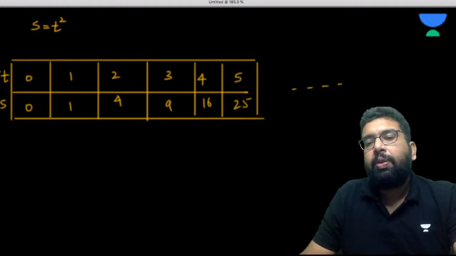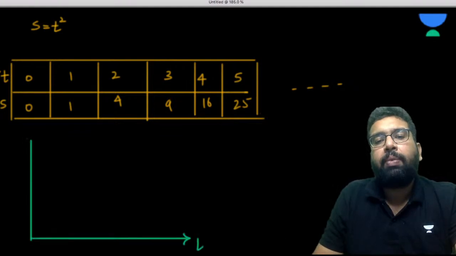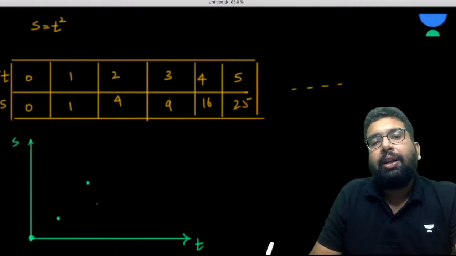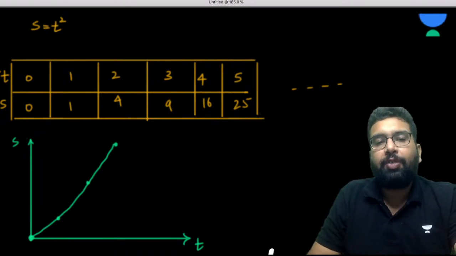Now, if I want to represent this over a displacement versus time curve, what shall we do? When the time is 0, displacement is 0. When time is 1, displacement is 1. When time is 2, displacement is 4. When the time is 3, the displacement is 9. And it goes like that. So you know this is going to be the curve, somewhat like this.